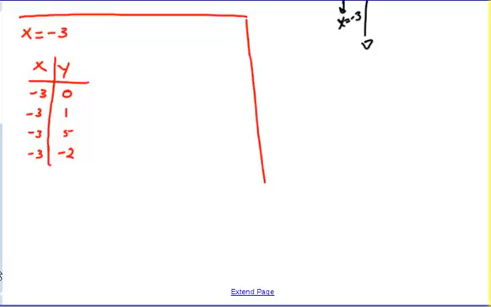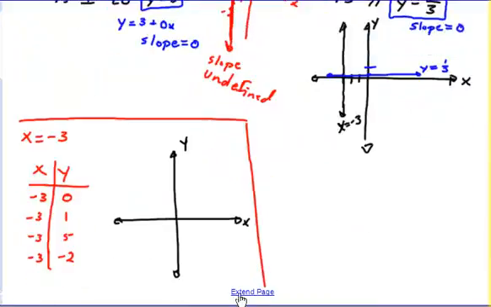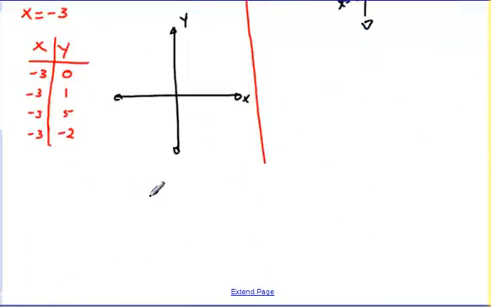Good observation. Let's graph this now. Again, you only need 2 points to graph a line, but I wanted to make sure that we were seeing it obviously here. X and Y. I'm still having problems with that. It's okay. Let's see. When x is -3, y is 0, so I got a dot there. When x is -3, y is 1, dot. When x is -3, y is 5. 1, 2, 3, 4, 5. When x is -3, y is -2.